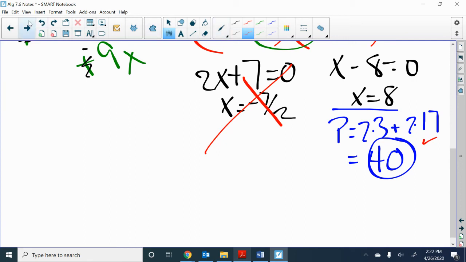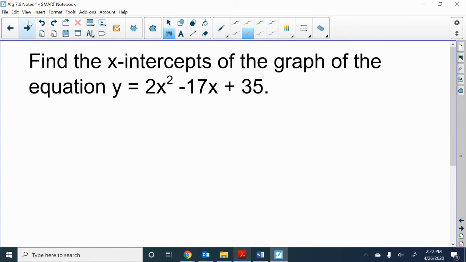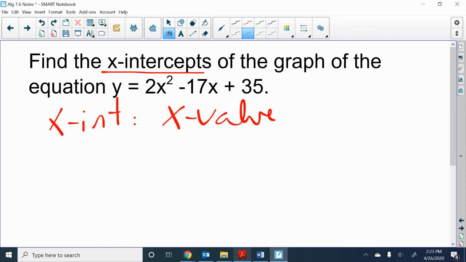Okay, the last question we're going to take a look at is basically asking us to do the same thing, just in a different way. Find the x-intercepts of the graph of the equation y is equal to 2x squared minus 16x plus 35. All right, I know it's been a while. The x-intercepts are the x values when y is equal to 0. So we want the x values when y is equal to 0.